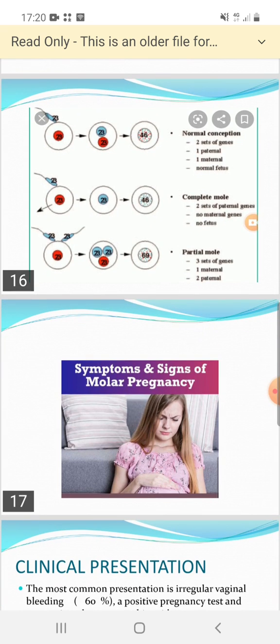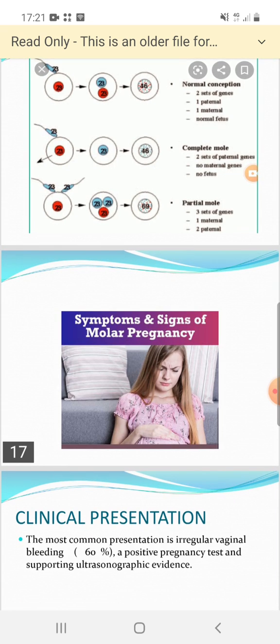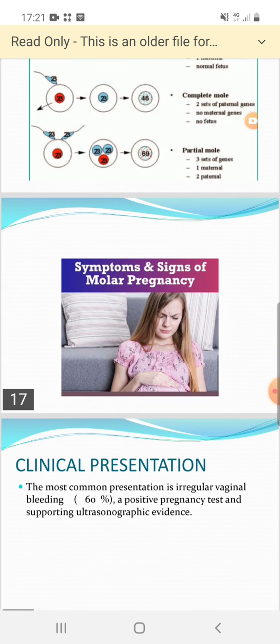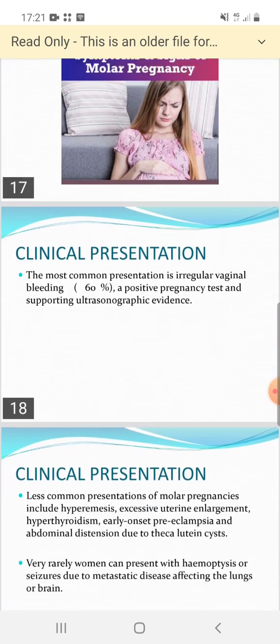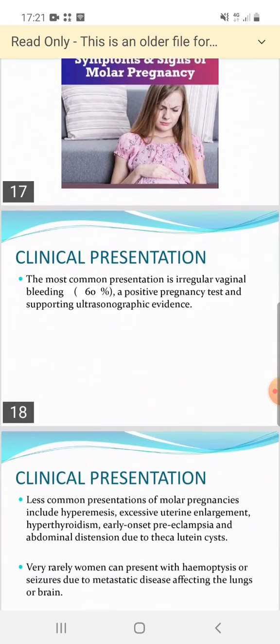What happens in normal conception? One sperm comes with 23 chromosomes and the egg has 23, so they make 46. What happens in the complete mole? There is one sperm and it causes duplication, giving two sets of paternal chromosomes. In the partial mole, two sperms come and cause triploidy.